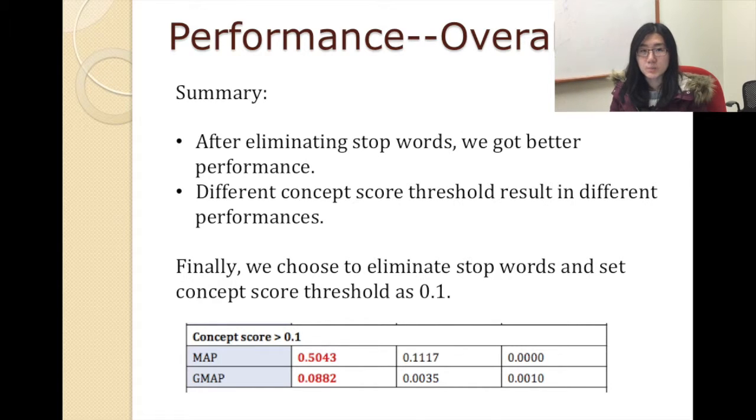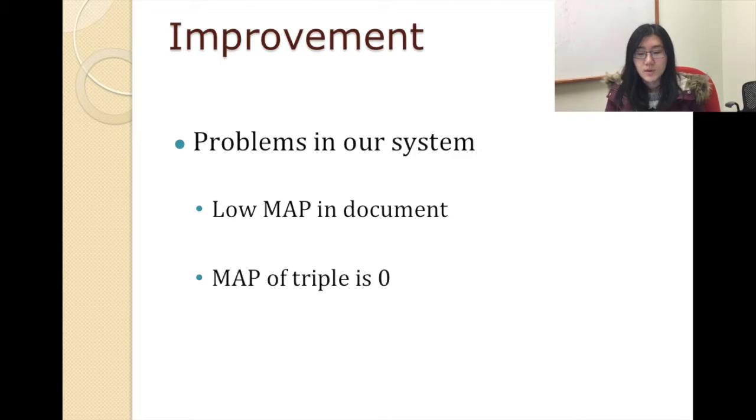According to the performance we previously showed, we find that it doesn't reach our expectations, so we chased back and found out some problems in our system, like the low MAP in document annotation, which can result in few snippets and even no answers. And also the MAP of triple is 0. Since we know what problems are in our system, we come up with several ways to improve it.